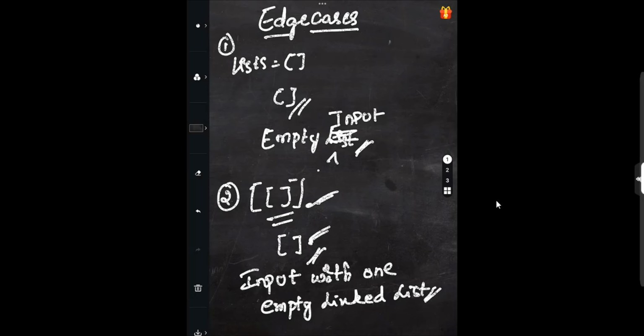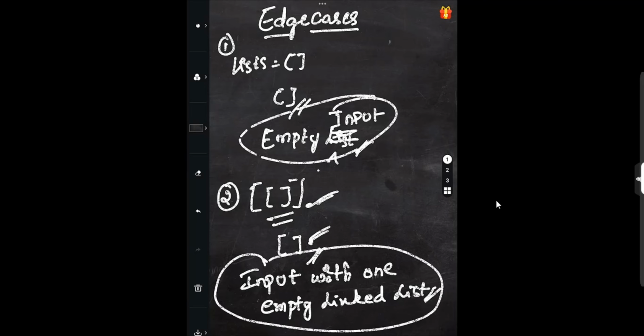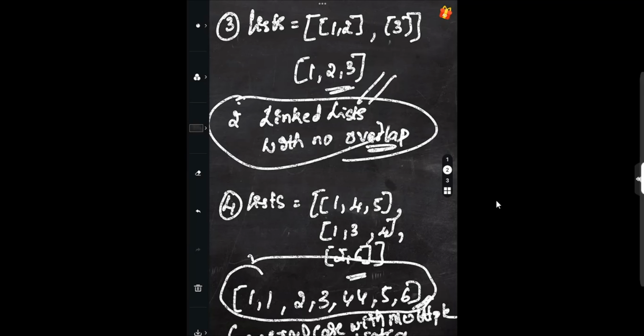So these are the edge cases that we have to keep in mind. The first edge case is empty input. The second edge case is input with one empty linked list. The third edge case is two linked lists with no overlap. The fourth one is general case with multiple lists. So these are the four edge cases that we need to consider, right? So now let's start writing the code. I'll explain the code while writing the code itself, and then finally discuss the complexities of the code that we have written.